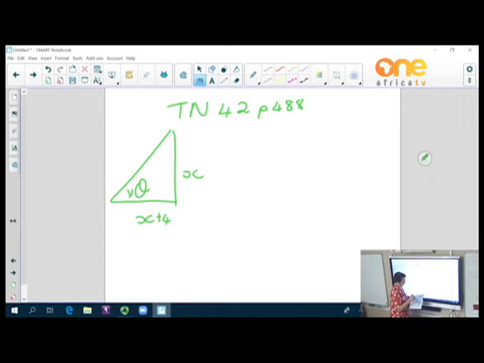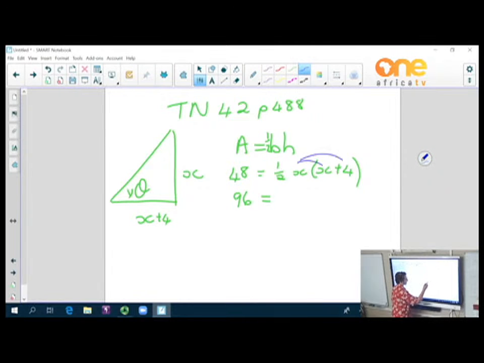You must show that. So I know this is a right-angle triangle, so I now know area is half base times height. So 48, which was given, is half of x times x plus 4. That's where you're going to start. I will get rid of this fraction with the LCM, so it is then 96, and I multiply in here, so then I have x squared plus 4x.